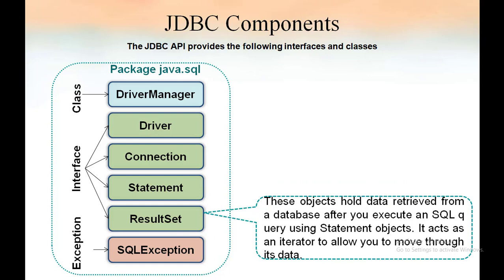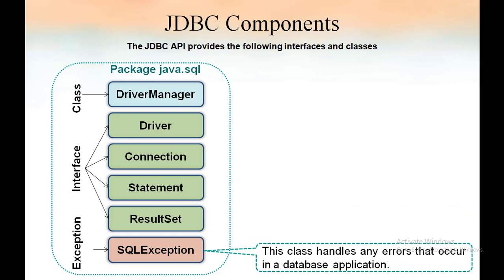ResultSet interface. ResultSet is a logical set of columns and rows. You can save your data extracted from the database through a query to the ResultSet. SQLException handles errors that occur in your database application. So total 6 components of java.sql package: DriverManager class, Driver, Connection, Statement, ResultSet interface, and SQLException.